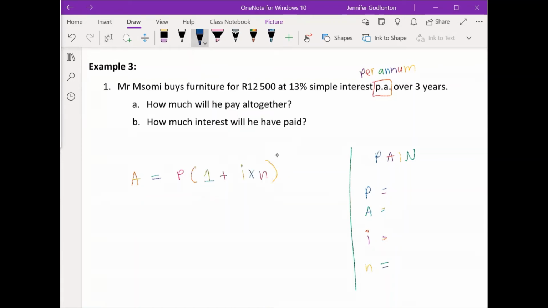Okay, let's start filling this in. Furniture is bought for 12,500 Rand. That is our initial amount, which means it is our principal amount.